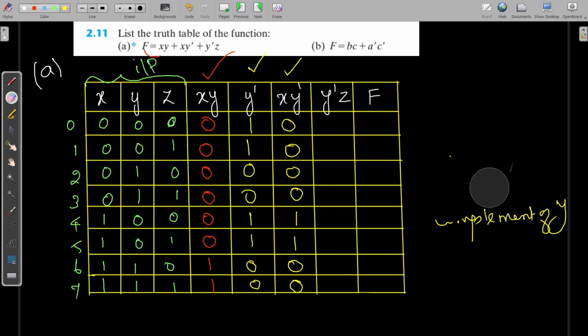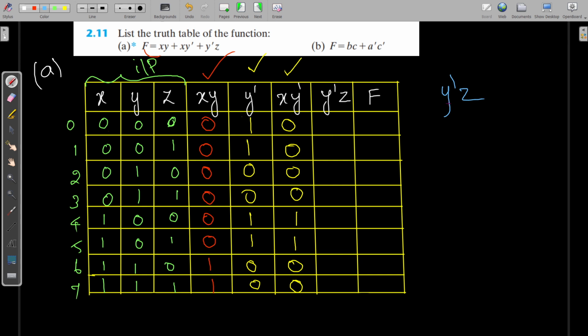So what is the third term? The third term is Y'Z. We need the value of Y' which is ANDed with Z. Y' we already had in this column, so there is no need to go for another new column. This can be used along with Z. So now we have to consider this column which consists of Z values as well as these Y' values. They must be ANDed.